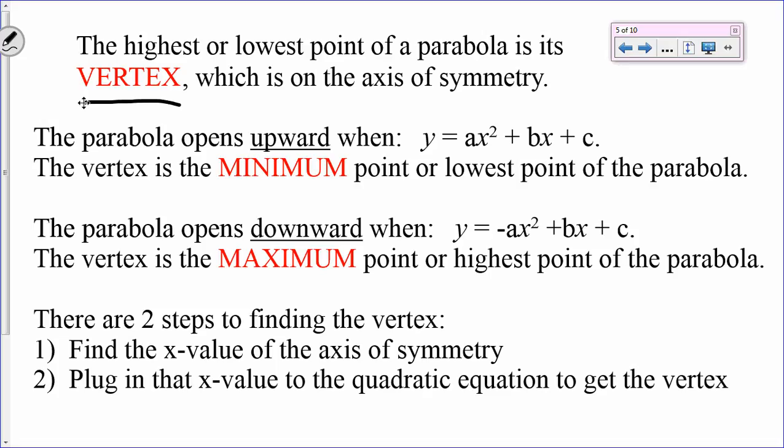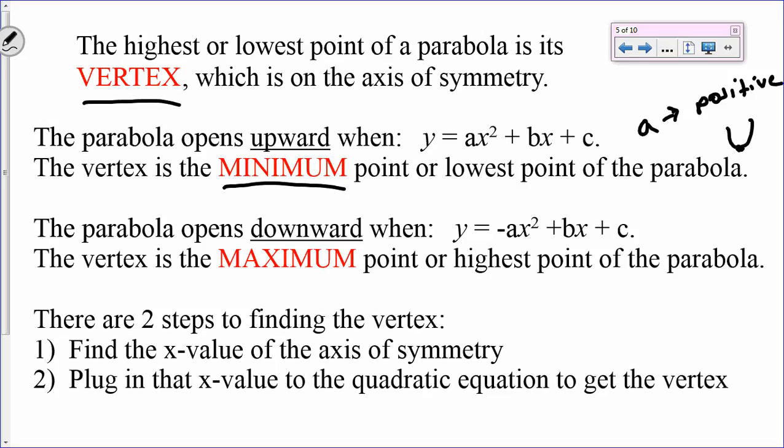A parabola opens upward when y equals ax squared plus bx plus c and a is positive. That's what we're trying to get at here. It opens upward when a is positive, and in this case, the vertex is considered to be a minimum point. It's the lowest point on the parabola. If we had a parabola that opened up, it would look like that. So it would have a minimum point. That vertex would be that minimum point.